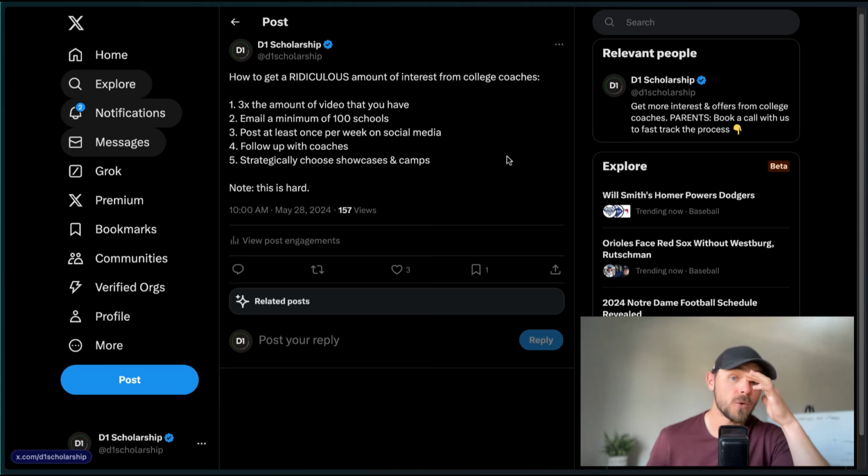The third thing, post at least once per week on social media. This is like bare minimum. It should take you 5 to 10 minutes maybe to post on social media because you're just taking video that you already have, adding a quick caption and posting it, right? So it shouldn't take you that long. And so once per week is like bare minimum. If you're trying to get a crazy amount of interest, it's probably more like 2 or 3 times.